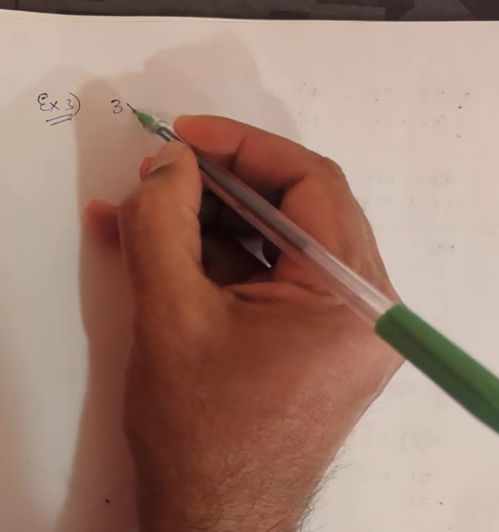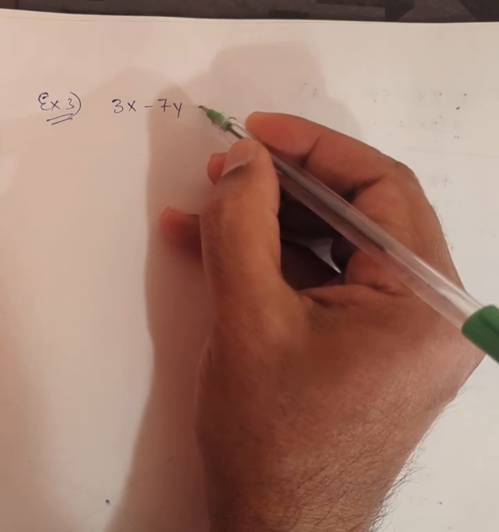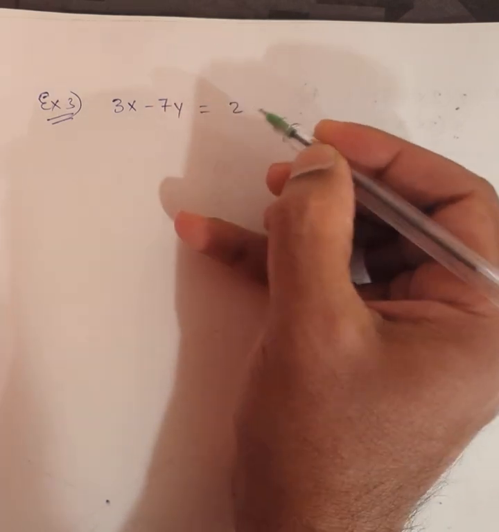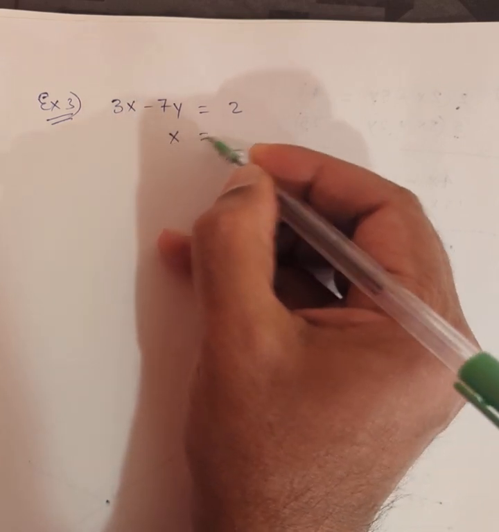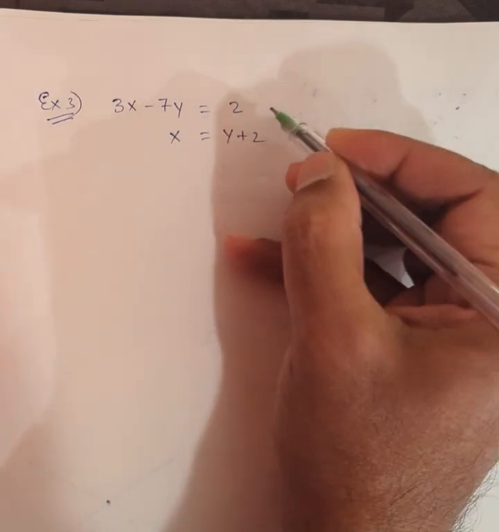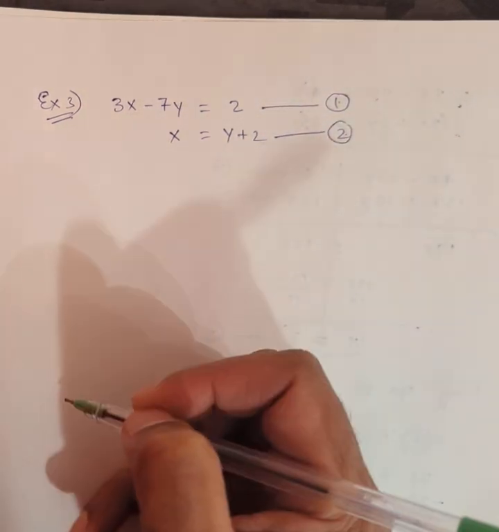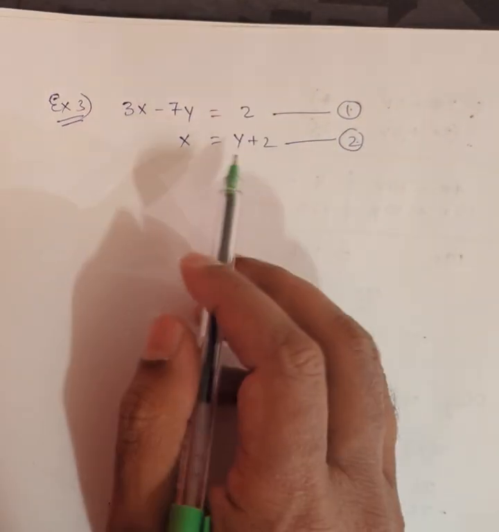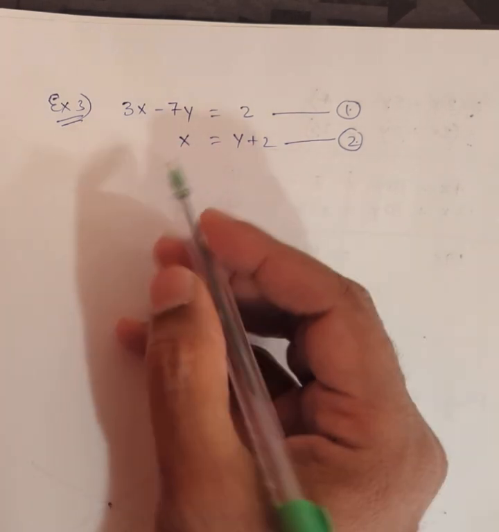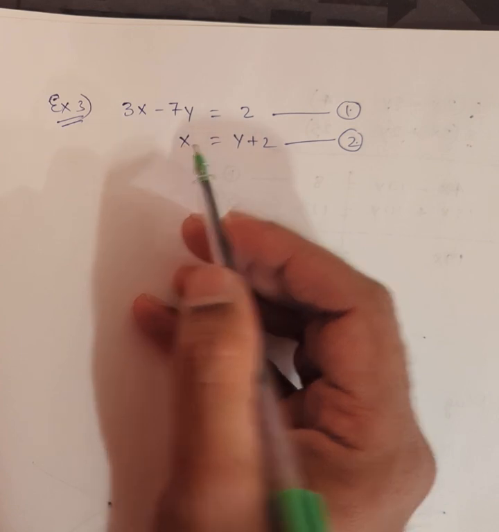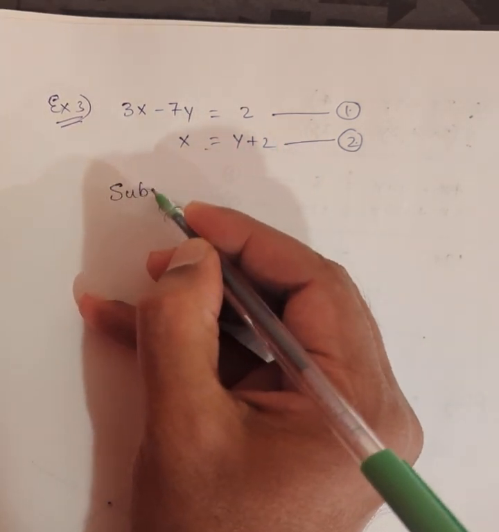Say 3x minus 7y is equal to 2. And say x is equal to y plus 2. So number your equations. So this time equation 2 has x equal to y plus 2. So you have only one variable on this side. So this equation is simpler and we will substitute that.